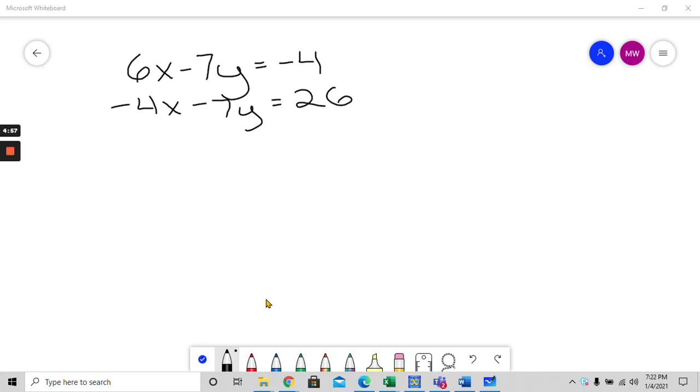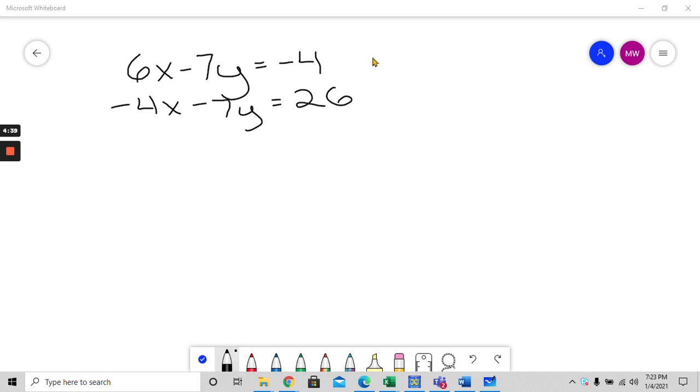6x minus 7y equals negative 4. Negative 4x minus 7y equals 26. Now, this is an example where one of our variables does not automatically cancel out with the other. But that doesn't mean that there's nothing that we can do.